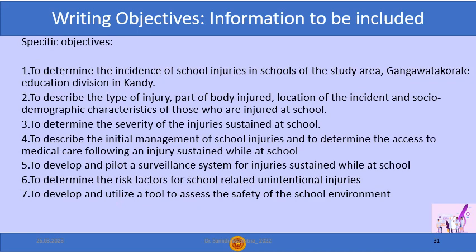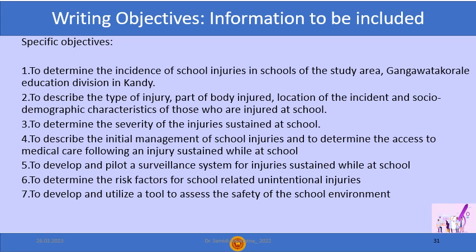Based on the general objective we discussed in the previous slide, the specific objectives can be to determine the incidence of school injuries in schools of the study area, and to describe the type of injury, part of body injured, location of the incident, and socio-demographic characteristics of those who are injured at school, and to determine the severity of the injuries sustained at school, to describe the initial management of school injuries, and to determine access to medical care following an injury sustained while at school, to develop and pilot a surveillance system for injuries sustained while at school, to determine the risk factors for school-related unintentional injuries, to develop and utilize a tool to assess the safety of the school environment.